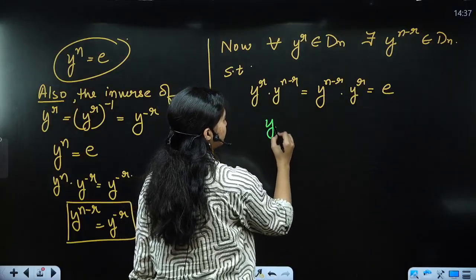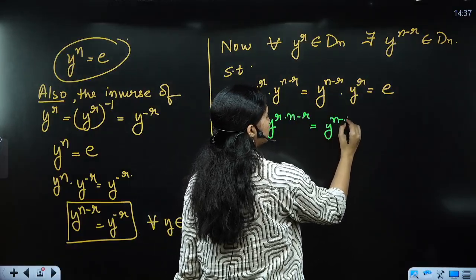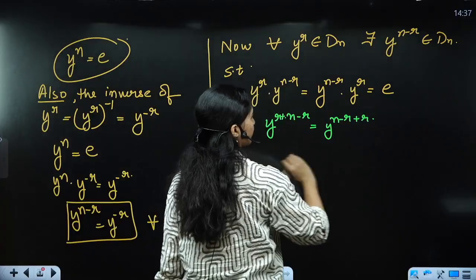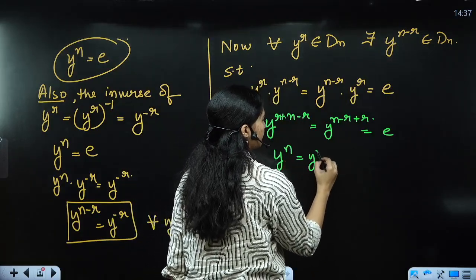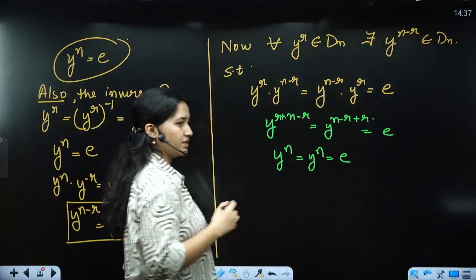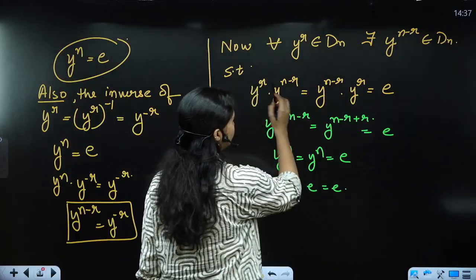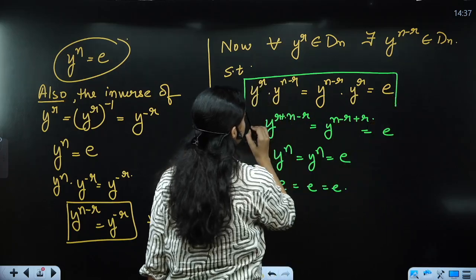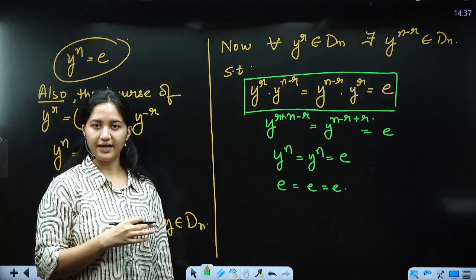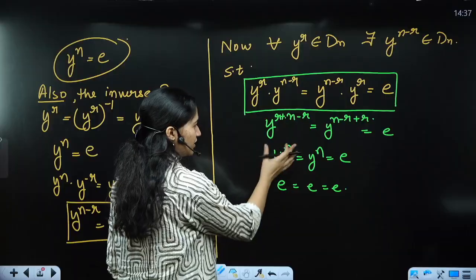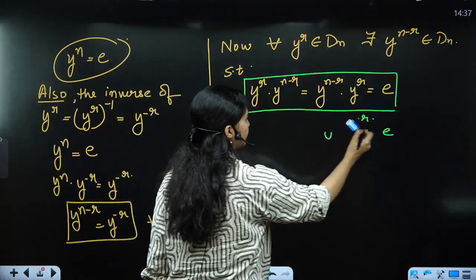Multiply it: y raised to the power r dot n minus r equals y raised to the power n minus r plus r, equals y raised to the power n, and we already know that y raised to the power n is e. So hence proved that an element does exist for each and every rotation of Dn such that it is going to be the inverse of that element, right? You can copy it from here, although it's not necessary. You can write it on the side in curly brackets.